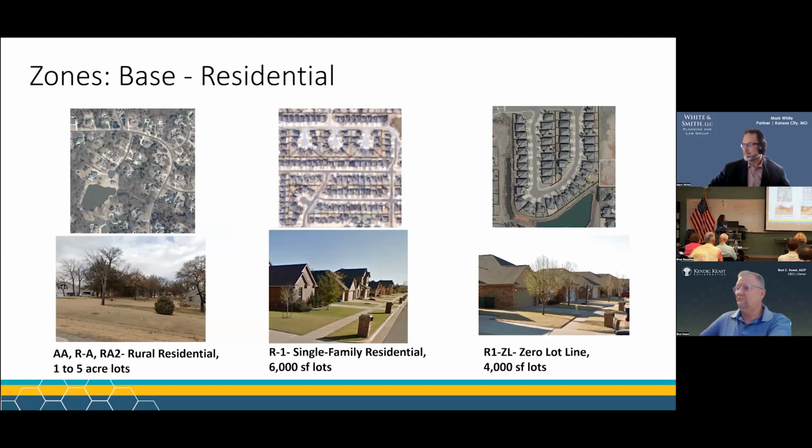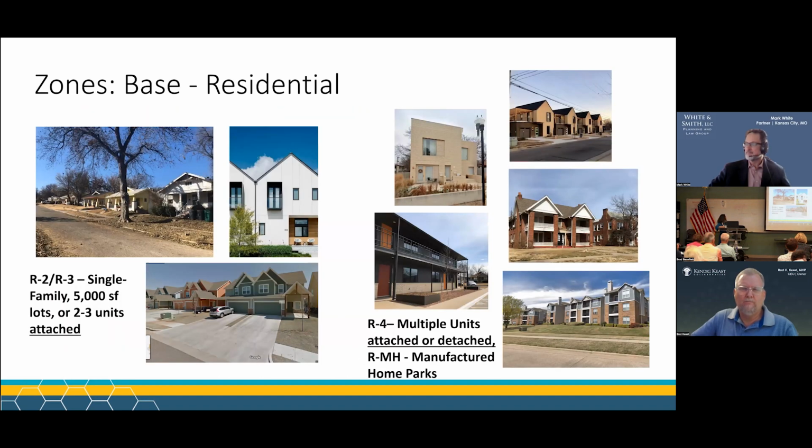So these are the residential ones that you might be familiar with. We have rural ones, AA, which is agricultural zone, RA, which is kind of rural lots 1 acre, and RA2, which is rural lots 2 acre. Those are generally 1 to 5 acre lots. Then we have our R1 zone, which is generally 6,000 square foot lots. You can do more than that, but you can't do less. And then R1ZL, which is kind of our patio home, 4,000 square foot lots. And again, you could do more in any of these zones, but you can't do less.